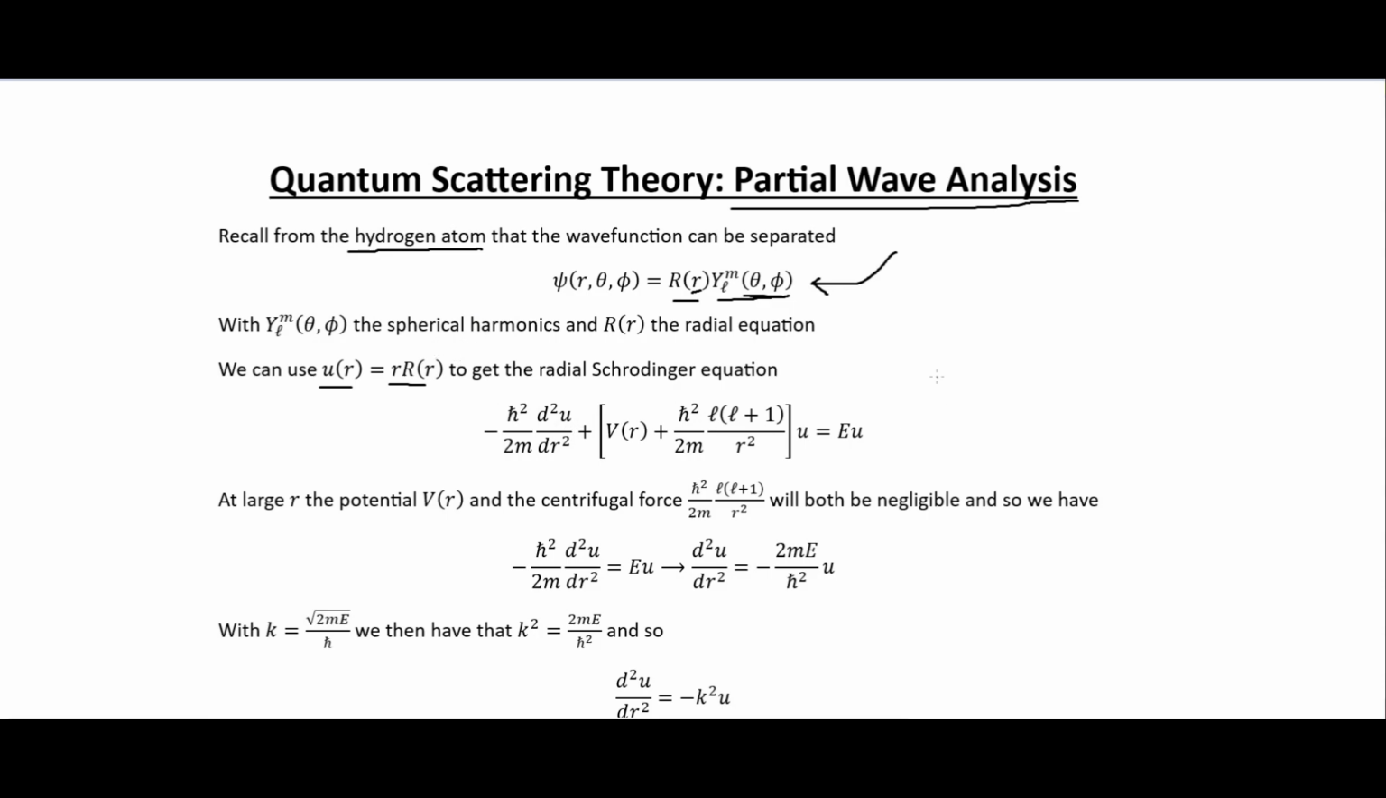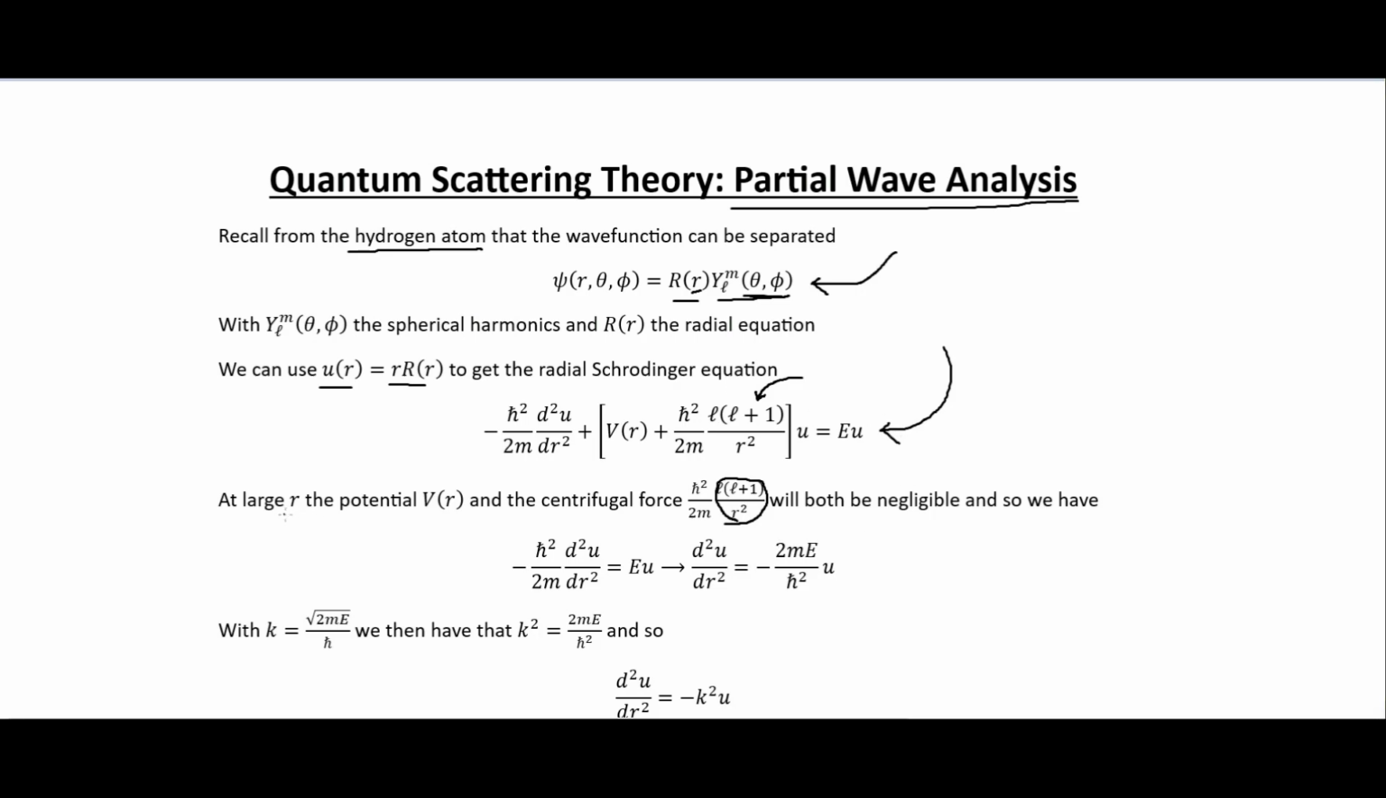And so we end up getting this for our Schrodinger equation. This part right here, if you recall, was the centrifugal force part of it. In particular, we are concerned with this part here, this l times l plus 1 over r squared, where the l's, remember, are the angular momentum quantum numbers.